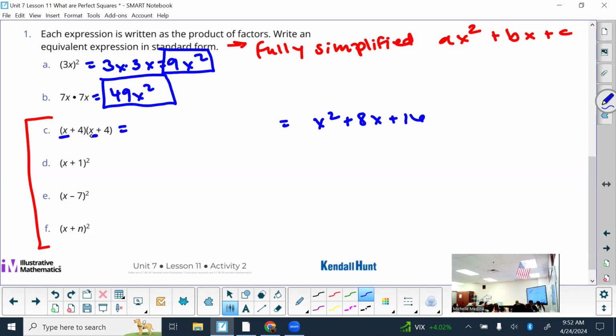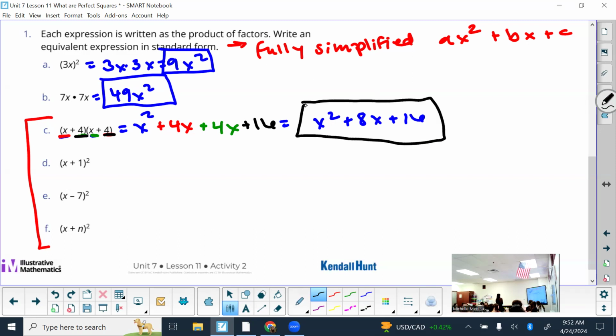Multiply the first terms, we get x squared. Multiply the outer terms, we get x times 4, which is 4x. Multiply your inner terms, 4 times x is 4x. And then multiply your last terms, 4 times 4 is 16. However, standard form is fully simplified, so any like terms, you combine them. Once we combine the 4x and the 4x, we get 8x.